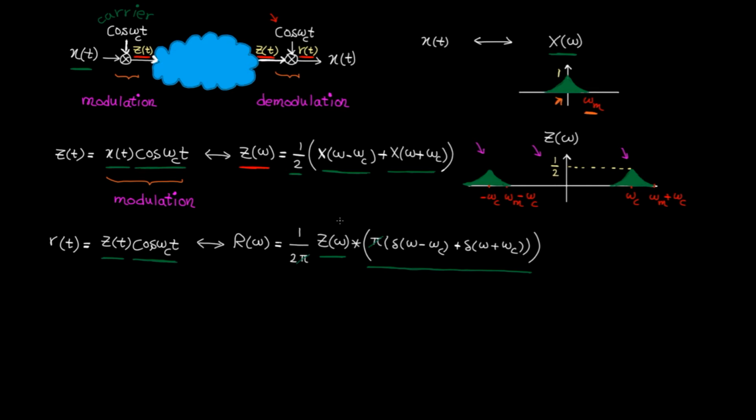Pi is cancelled by pi. Now, if we convolve Z(omega) by the first delta function, we get this. And this convolution results in this term.